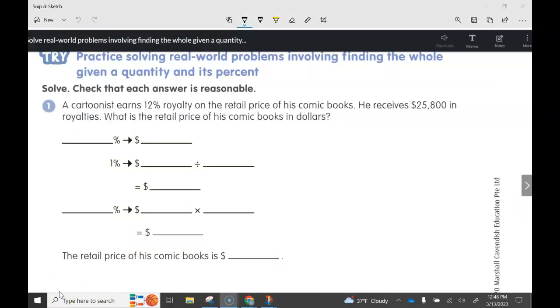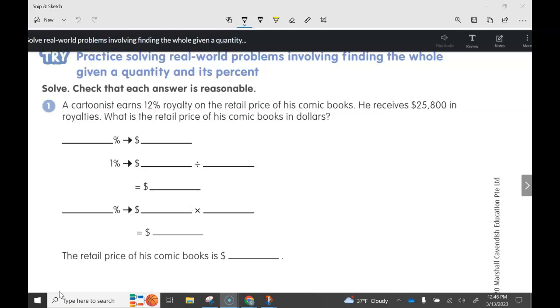So let's take a look at page 336. It says practice solving real-world problems involving finding the whole given a quantity and its percent. So let's take a look at a problem like this. We can see a cartoonist earns 12% royalty on the retail price of his comic books. He receives $25,800 in royalties. What is the retail price of his comic books in dollars?